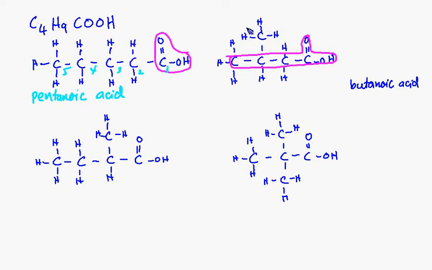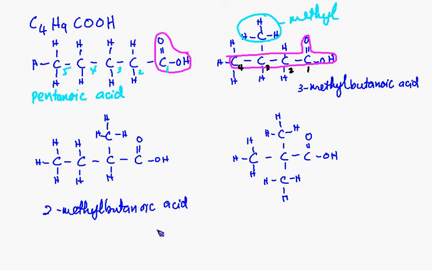Now this group of atoms is the methyl group attached to the 3rd carbon in the root. Therefore the name of this isomer is 3-methyl butanoic acid. For this one, the name will be 2-methyl butanoic acid.